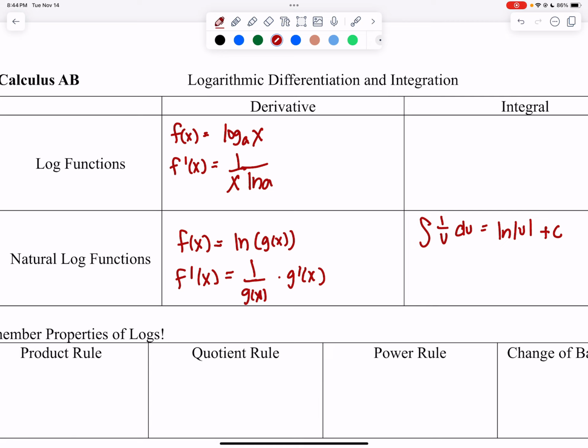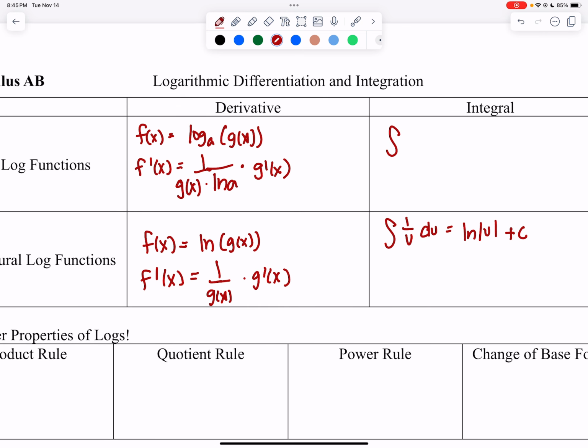Now, obviously, you're not going to have x all the time. You might have some function. So once again, let's pretend that this is a chain. So then you're going to have 1 over your chain, so 1 over g of x, times ln of a, that stays the same, and then g prime of x, whatever that is.